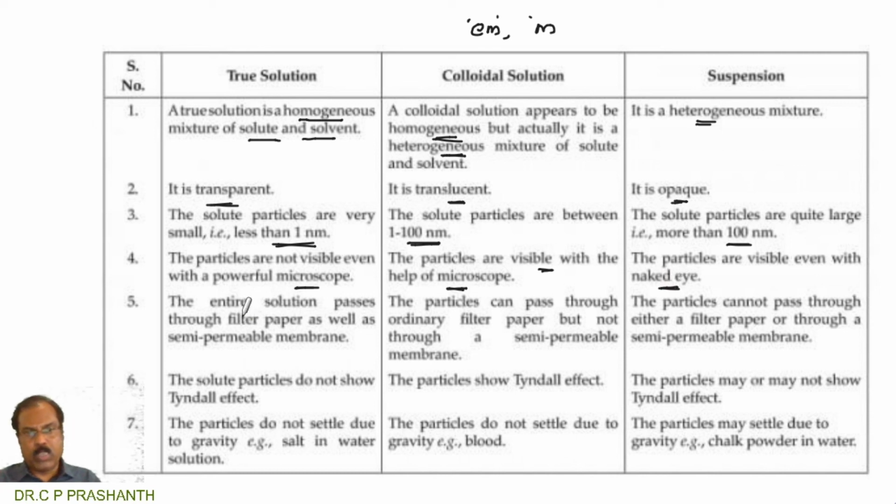True solution, the entire solution passes through the filter paper as well as the semi-permeable membrane, whereas in the case of colloidal solutions, particles can pass through ordinary filter paper but not through a semi-permeable membrane. Whereas in suspension, as you know, particles cannot pass through either a filter paper or a semi-permeable membrane. Find out some examples for semi-permeable membranes.